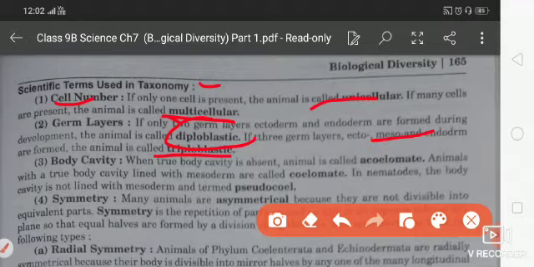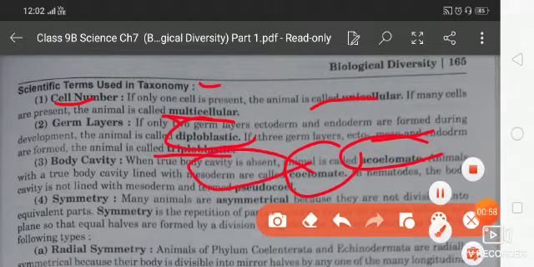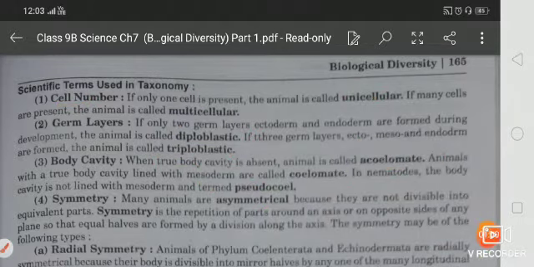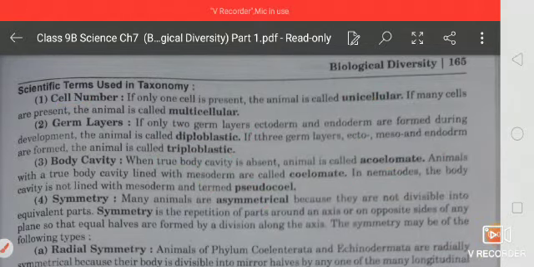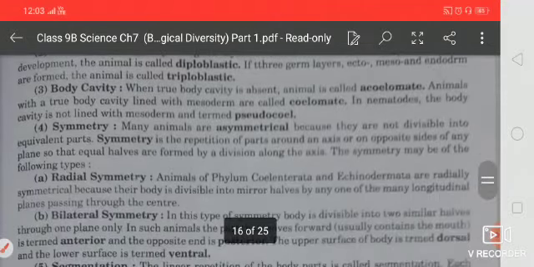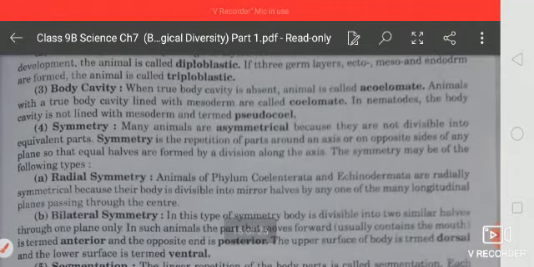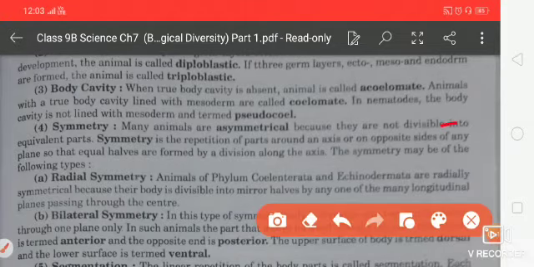Next is body cavity. When a true body cavity is absent, the animals are called acoelomate. And animals with a true body cavity lined with mesoderm are called coelomate. In nematodes, the body cavity is not lined with mesoderm and is termed pseudocoelomate. Okay. Students, when a true body cavity is absent, that is acoelomate. I have told you. And symmetry: many animals are asymmetrical because they are not divisible into equivalent parts.